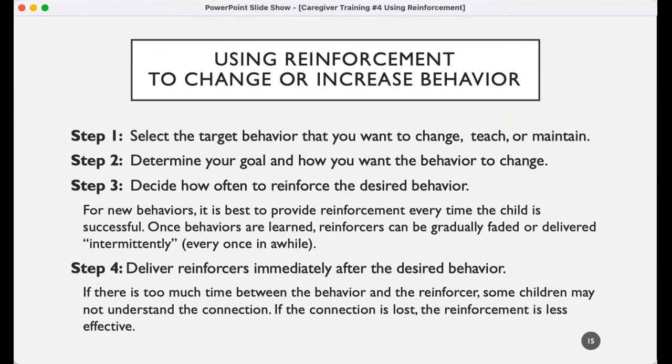For new behaviors, it's best to deliver or provide reinforcement every time the child is successful. As behaviors are learned, reinforcers can be gradually faded or delivered intermittently, or every once in a while. Remember to deliver your reinforcers immediately after a desired behavior. If there's too much time between the behavior and the reinforcer, many children will lose the connection. If the connection is lost, the reinforcement is less effective in behavior change.